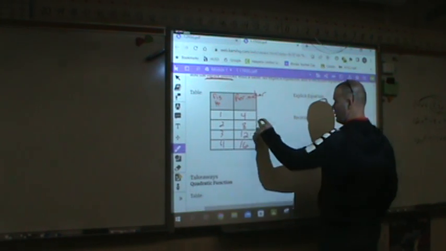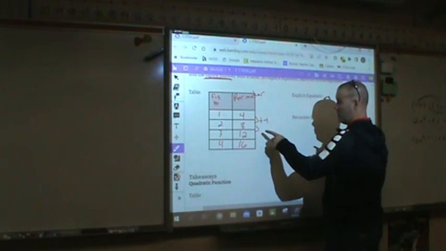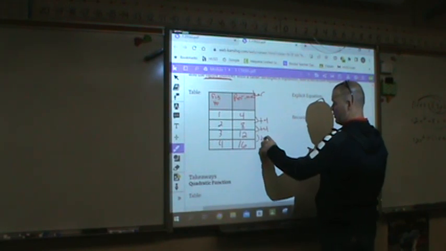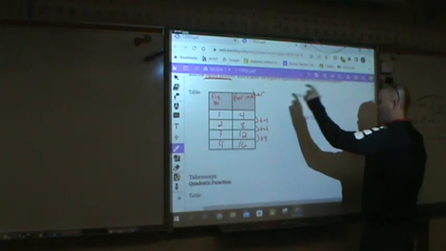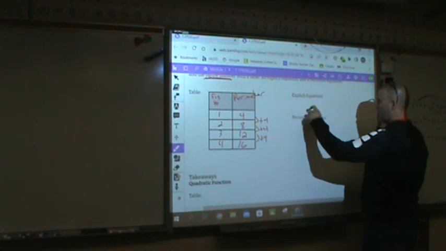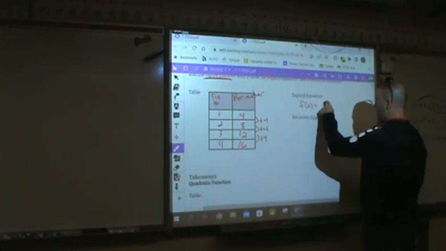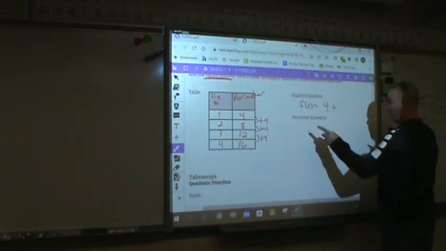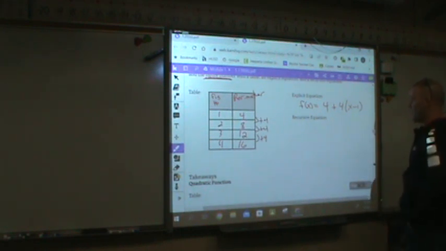But here, what do I do to 4 to get to 8? Plus 4. I could times 2, but 8 times 2 is 16, not 12. So that's plus 4, plus 4. This is a common first difference. So the common first difference means it's going to be linear. An explicit linear equation is f of x equals my starting value, 4, plus my rate of change, 4 times x minus 1. There's my explicit equation.